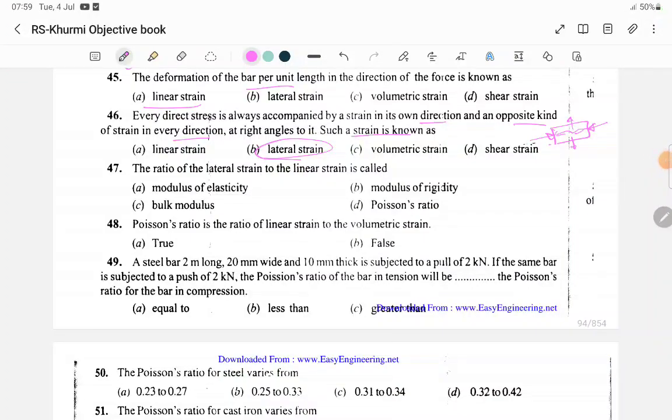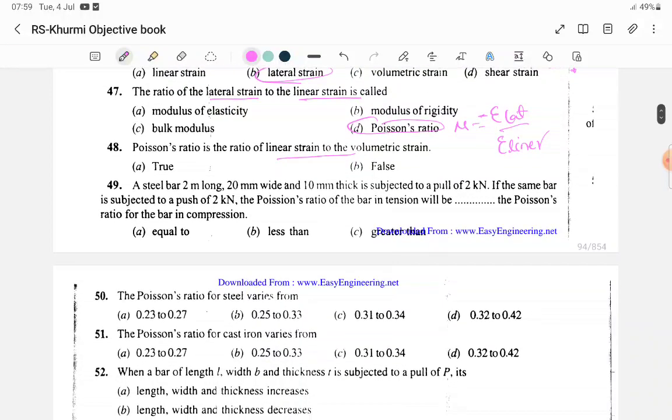The ratio of lateral strain to linear strain is known as Poisson's ratio. So it is indicated with mu, equal to lateral strain by linear strain. This is the formula. Basically you will actually get a minus sign with this value. Poisson's ratio is the ratio of linear strain to volumetric strain? No, linear strain to volumetric strain is not a correct answer. So this is false.